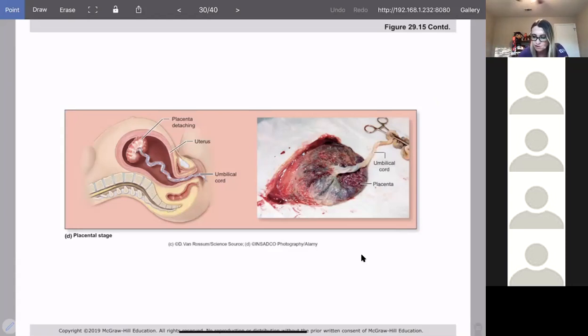You see the umbilical cord there. It's pretty cool. I mean, the baby is cooler, I think, than the placenta. But anyway, that's what that looks like.